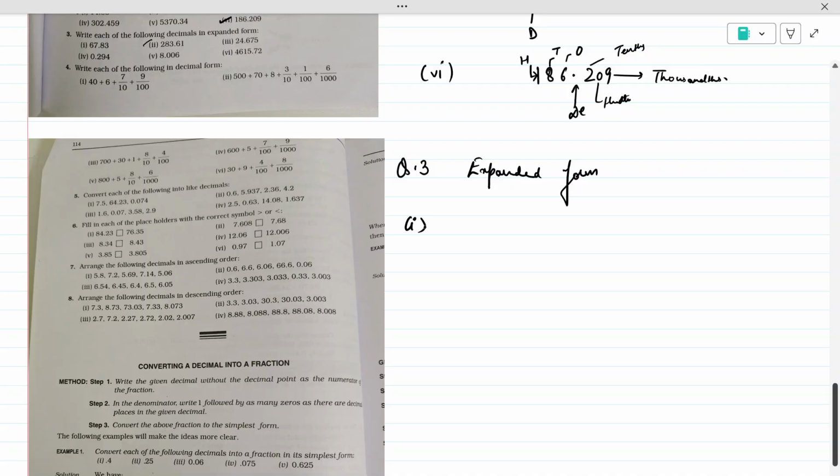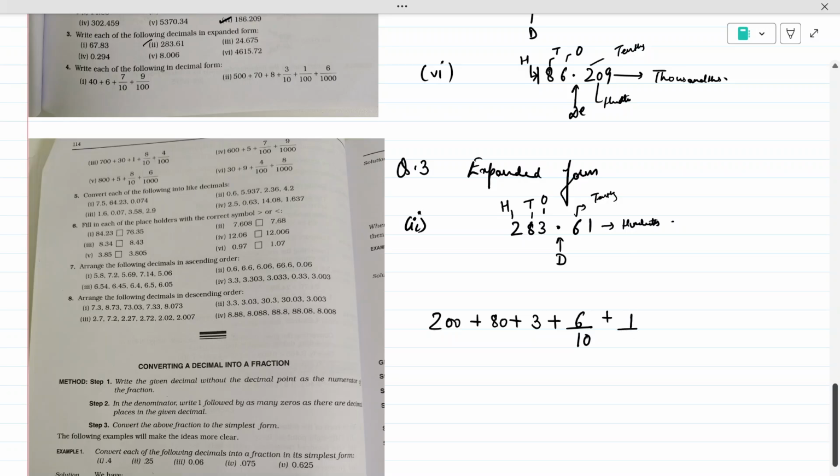So here I am picking question number 2 first, where we have 283.61. Here 3 is at 1's place, 8 is at 10's place, 2 is at 100's place. This is a decimal point. 6 is at 10th place, 1 is at 100th place. So how can we write this in expanded form? First of all, we have 200 plus 10's place is 80, then 3, then 6 at 10th place, 6 by 10, and then 1 at the 100th place. This is the expanded form.